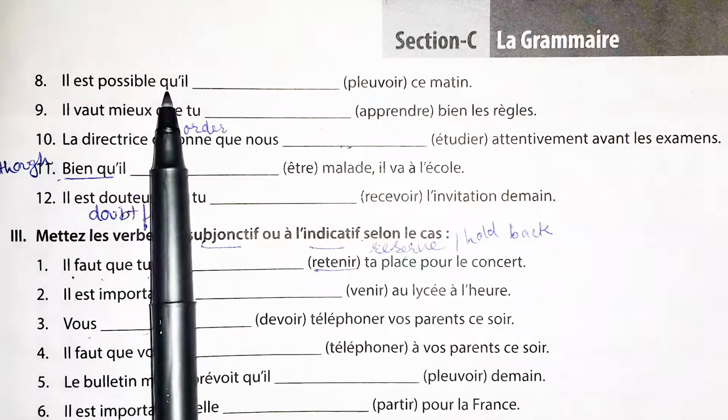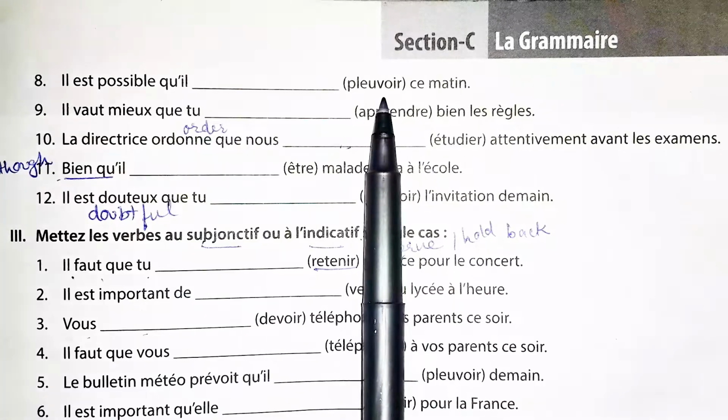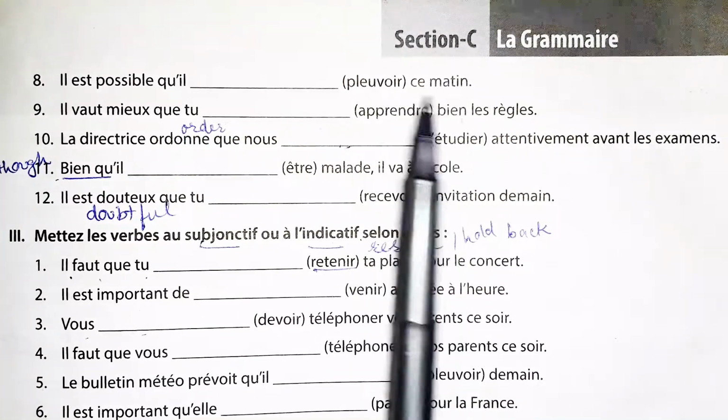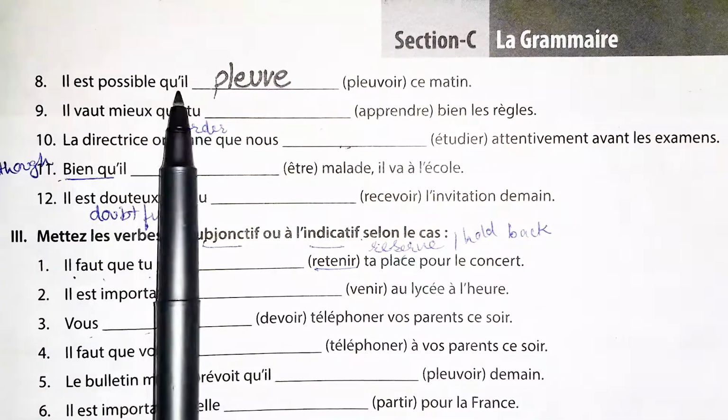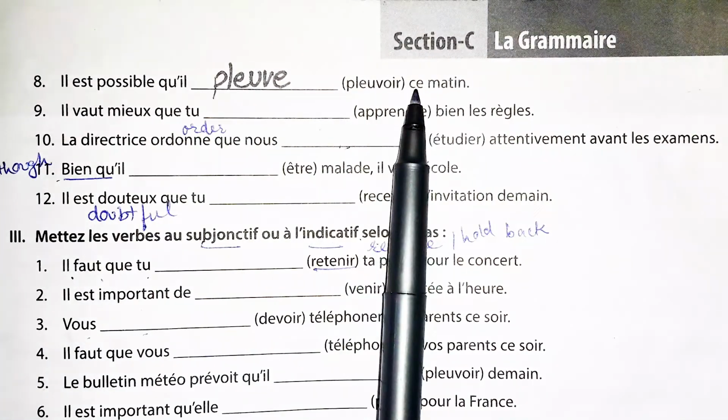Il est possible qu'il dash. The verb is pleuvoir ce matin. Now pleuvoir will be conjugated with il. Il est possible qu'il pleuve ce matin. Means it is possible that it rains this morning.